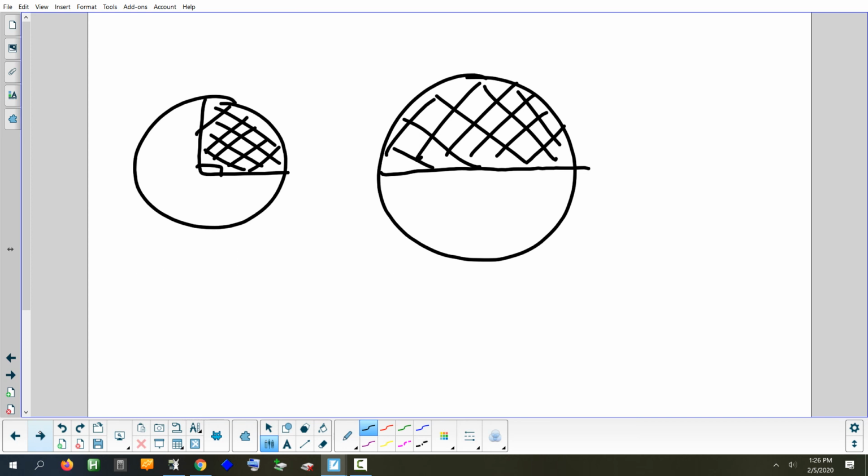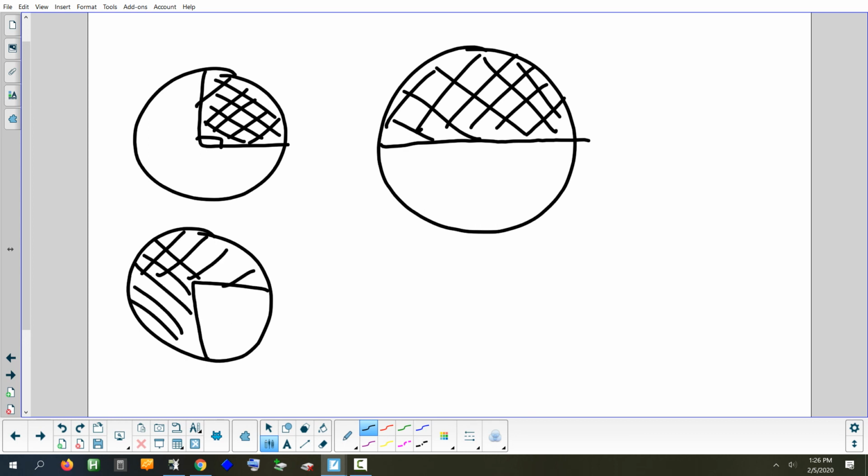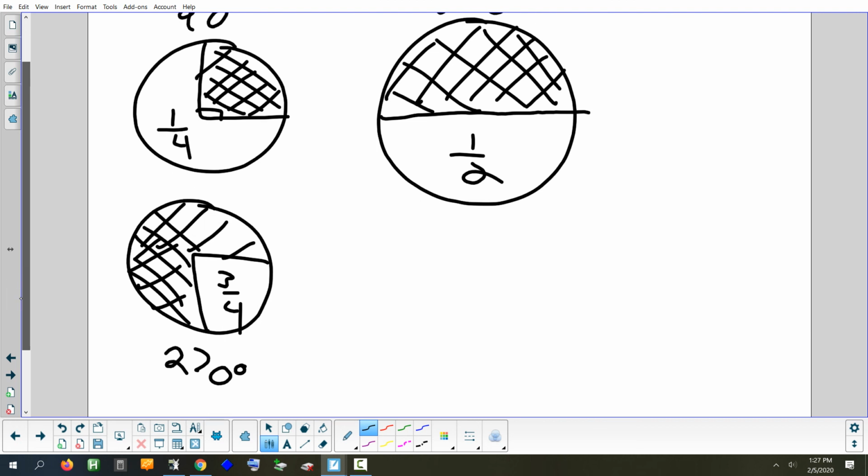All right. I'm going to go back here. So we started with a 90, we did a 180. Let's go like this. How big of an angle did I just draw that time? 270. So this was 90, 180, 270. And how much of the circle does it take up? Okay, so this took up a quarter of the circle. This was half the circle. When you do a 270, it takes up 3/4 of the circle.